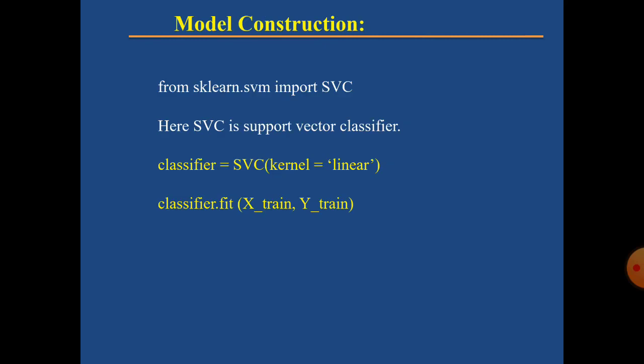And next comes model construction. In this step, we are going to construct the SVM model from sklearn.svm import SVC. Here SVC is nothing but a support vector classifier. We have used the kernel function, it is nothing but the linear kernel. So X train, Y train. This is how the model is constructed.